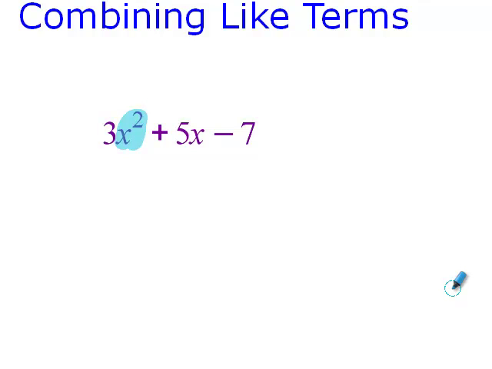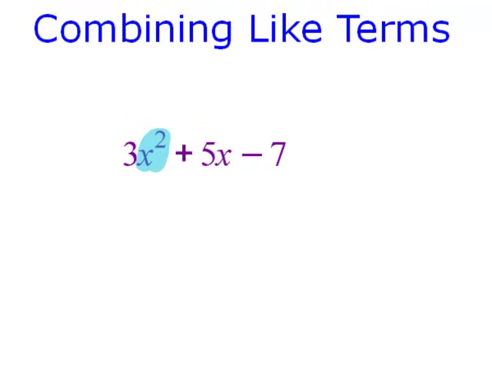So let's take a look at our second term. What is our second term? That's right, plus 5x. So now, which piece is the coefficient? 5. And what piece is the variable? Just an x. Is that the same as the one before it? Nope. So we're going to change colors here. And there's the variable. So can we combine 3x squared with 5x? You're right. We cannot combine these two pieces because they are not like terms.